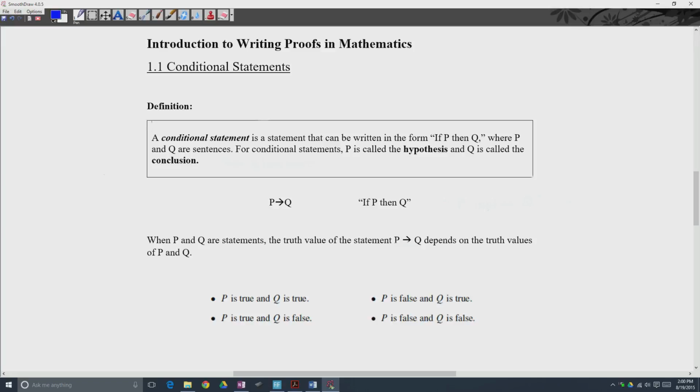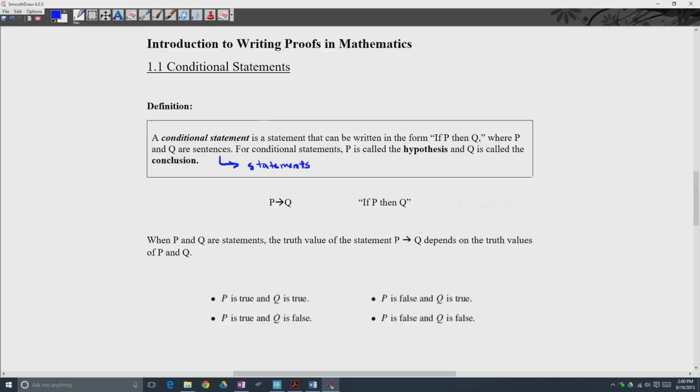A conditional statement is a statement that can be written in the form if P, then Q, where P and Q are sentences. For conditional statements, P is called the hypothesis and Q is called the conclusion. Notice it says where P and Q are sentences. P and Q are actually individual statements. P and Q will have their own truth values, and that's important for later.